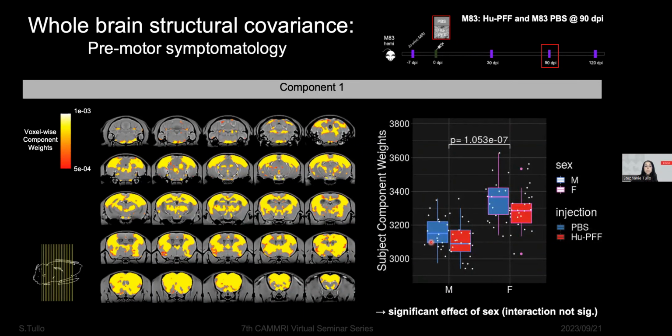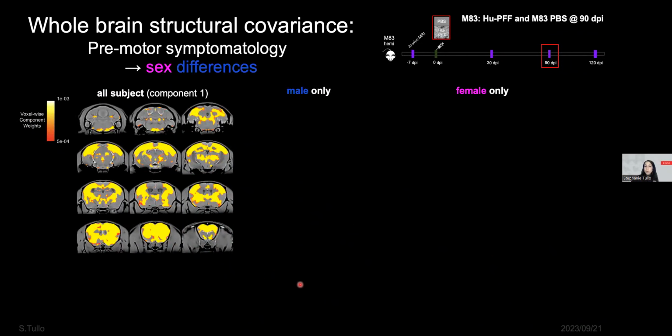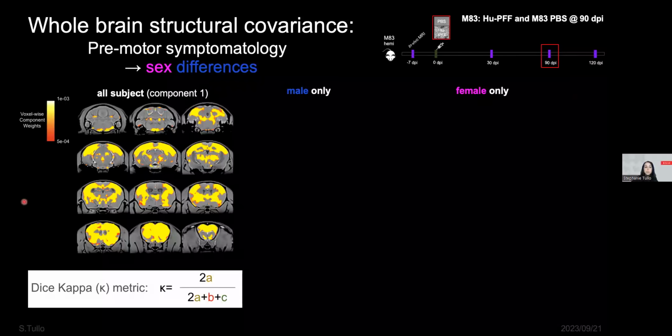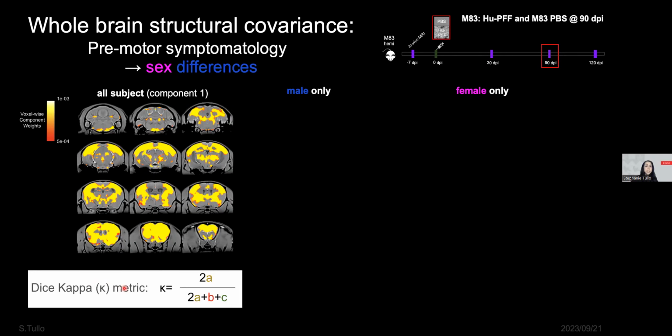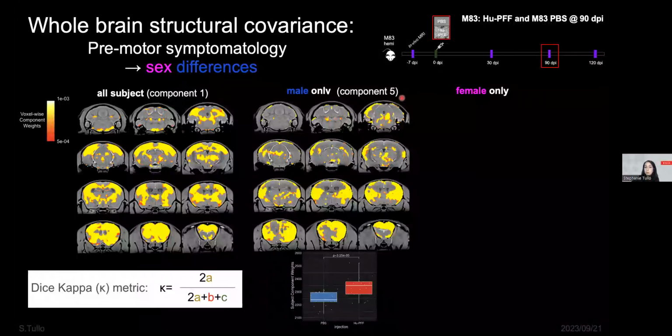So what we did was we repeated the analysis, only including the male mice, and then again, only including the female mice, and then assessed whether there is any degree of overlap between each sex-specific spatial pattern and the all-subject pattern that I had showed previously. And the way in which we did that was using the Dice-Kappa metric, which essentially allows us to assess the degree of overlap, where we get a value ranging from 0 to 1, 0 meaning no overlap, and 1 meaning perfect overlap.